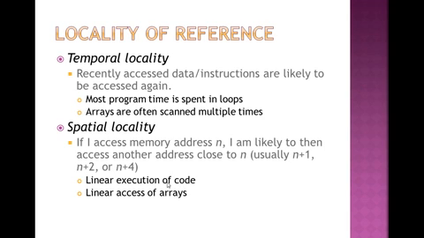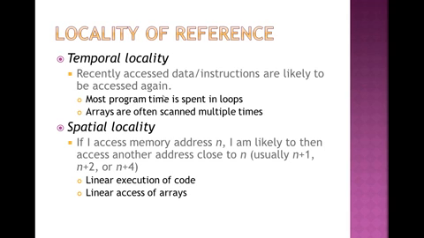Now, there are two types of locality of reference. One is temporal, and the other is spatial. In temporal locality, recently accessed data and instructions are likely to be accessed again. That is, recently used data is likely to be accessed again and again. Most program time is spent in loops, and arrays are often scanned multiple times. That is your for loop, while loop, do-while loop. So that is temporal locality.